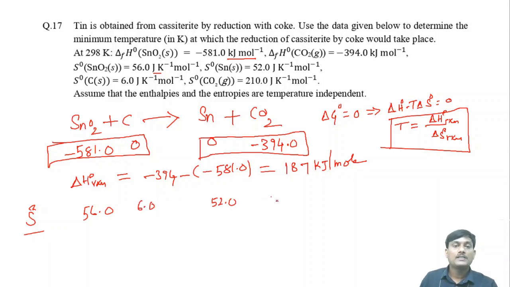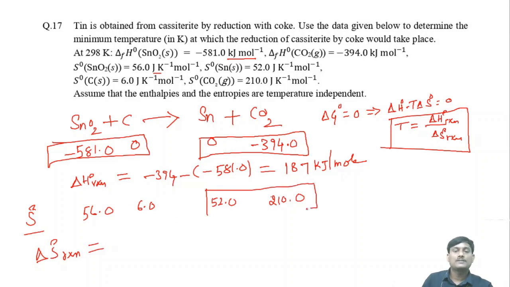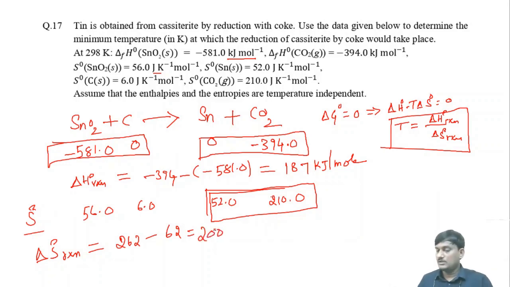Carbon and CO2 is 210.0. Then what is the delta S naught of the reaction? Simply, sum of entropy of products minus sum of entropy of reactants. So you will get 262, this is 262 minus this one, 62. So finally you will get 200, okay, 200 joule per mole.